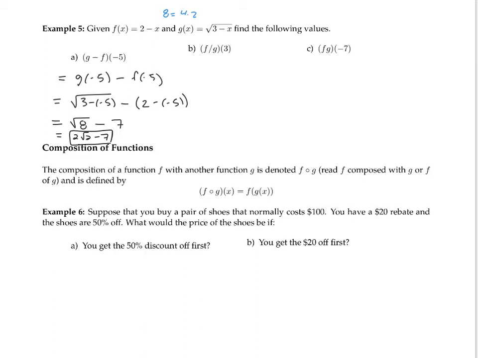Okay, f over g of 3. That's going to be undefined. That's f of 3 over g of 3. And since g of 3 is equal to 0, this is undefined.